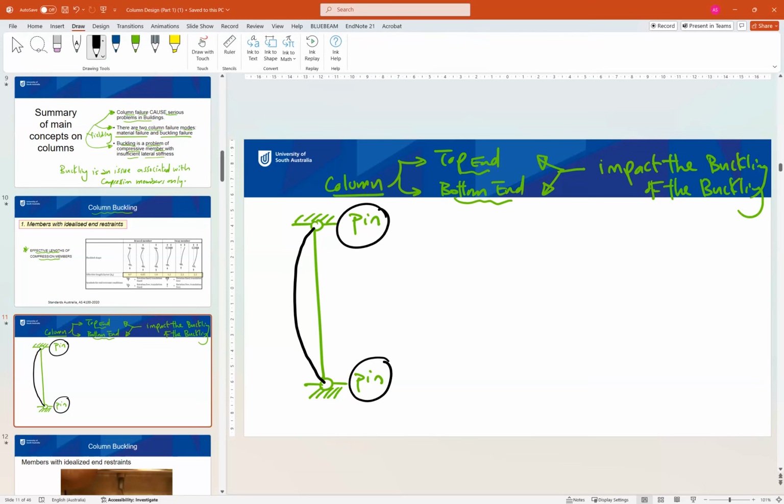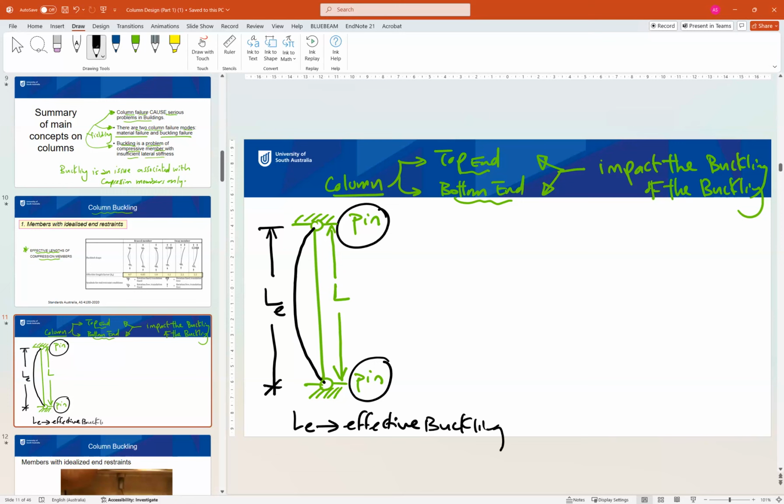So we have two lengths now. The green one is the original length of the column, and the black one, in this case, is the buckling length of the column, or we call it LE, the effective buckling length of the column. So in the first case, the pinned column, we have L effective equal to L, because the column starts to buckle from the first point at the top and at the bottom end of the column.